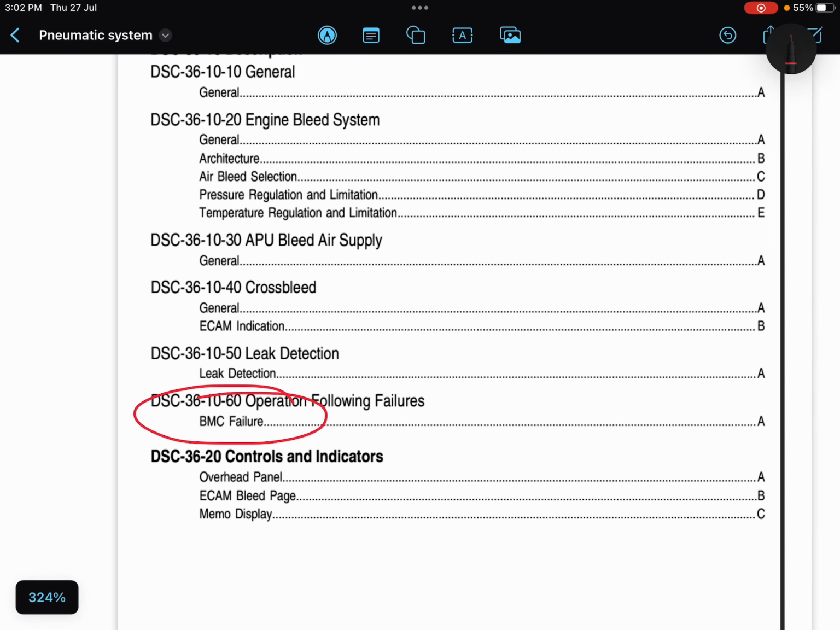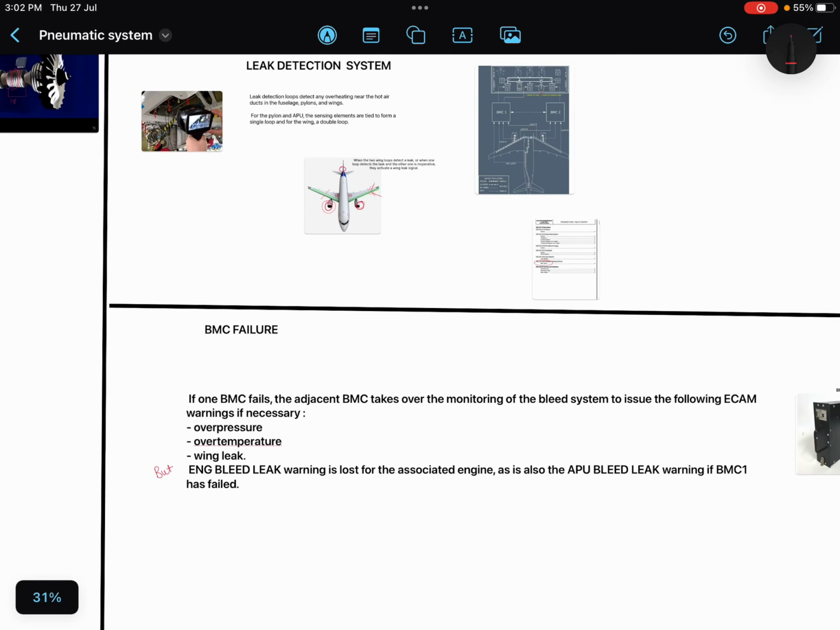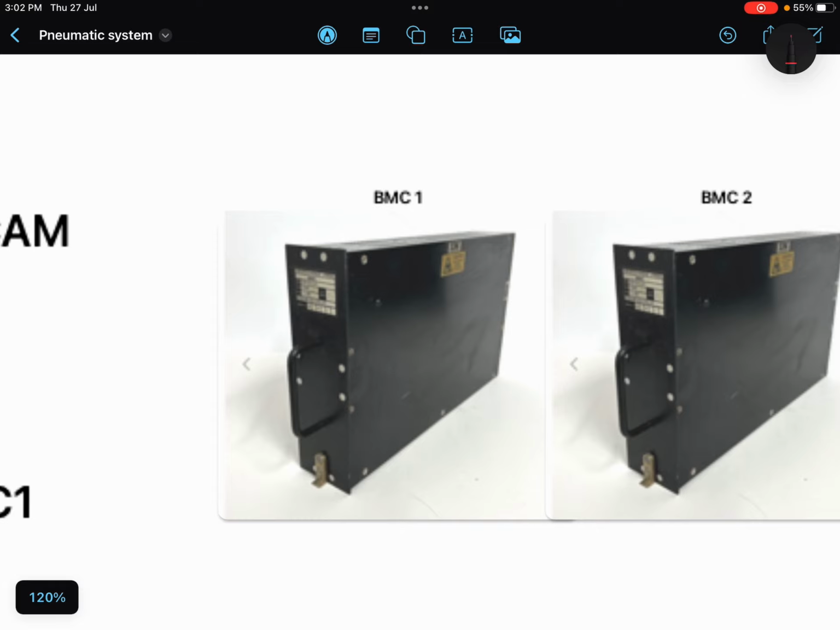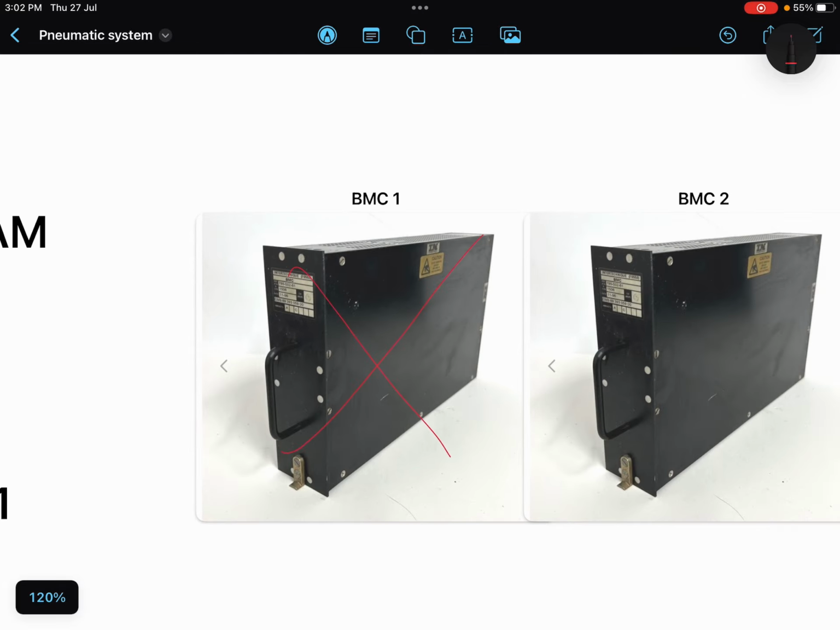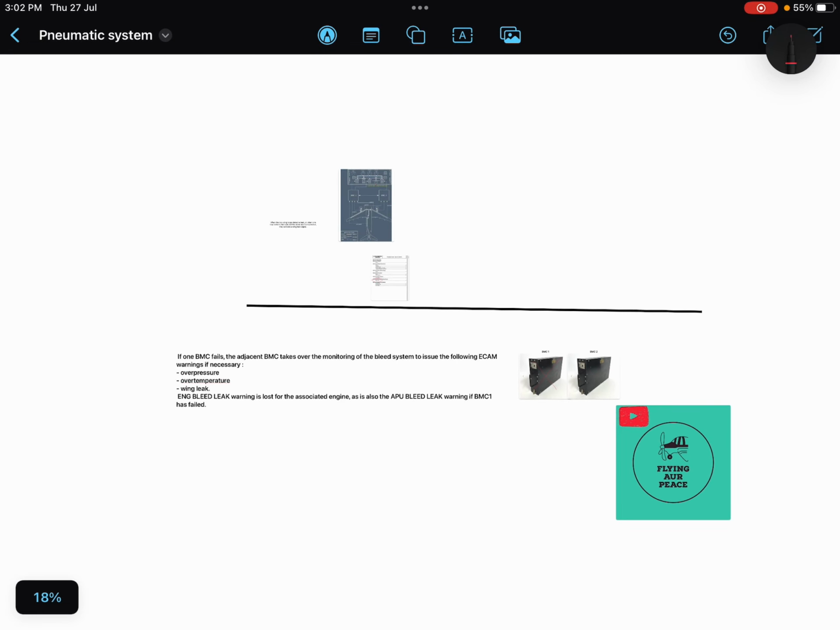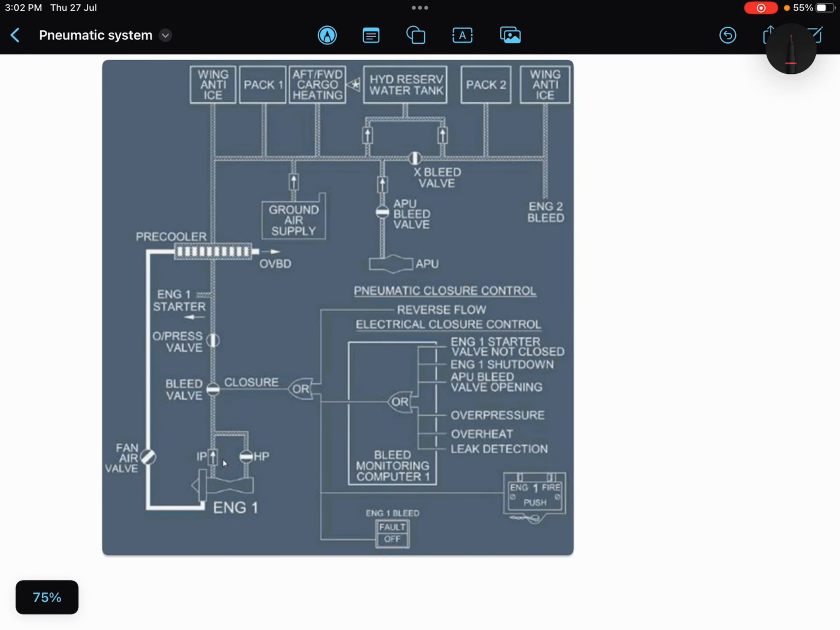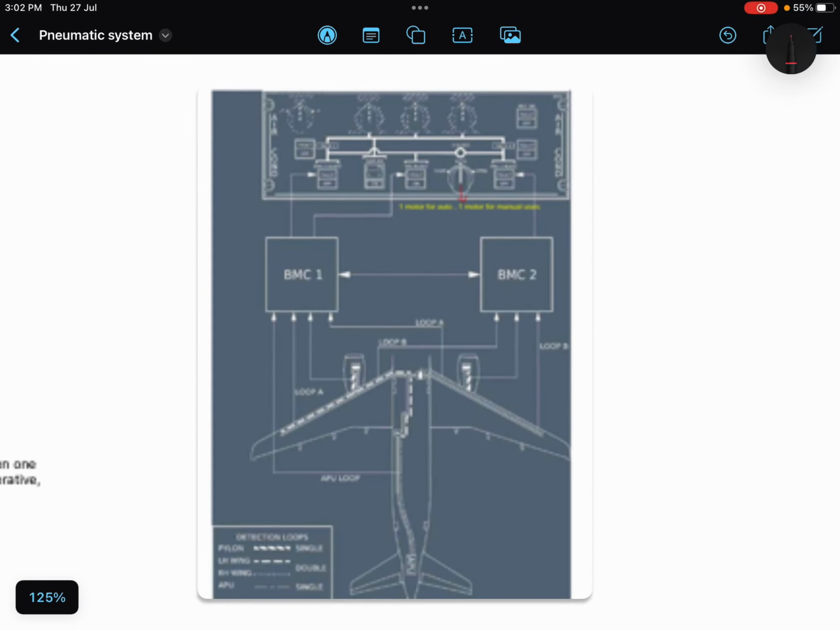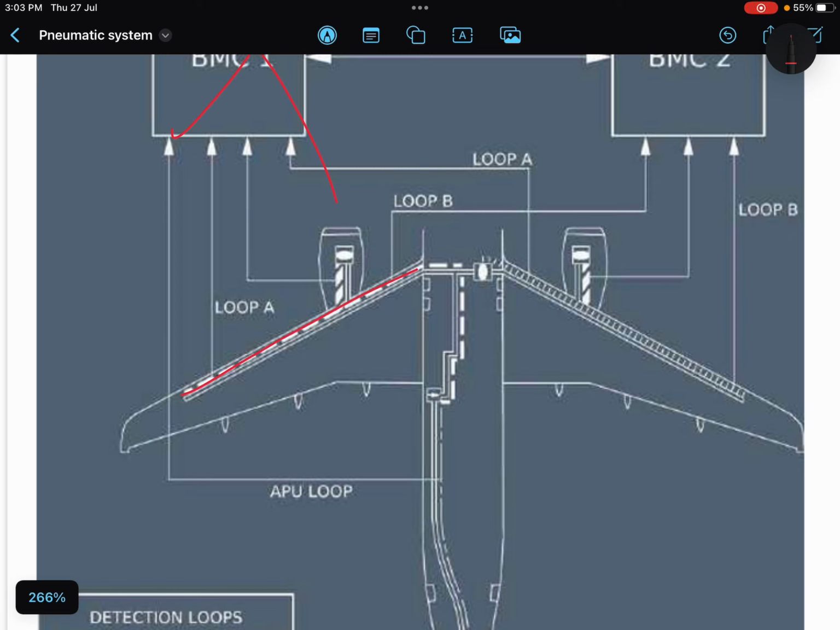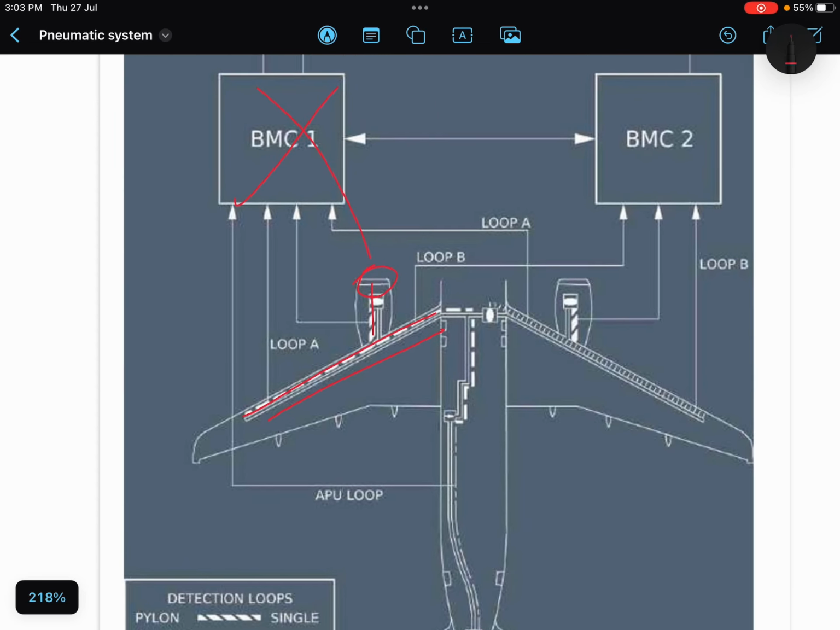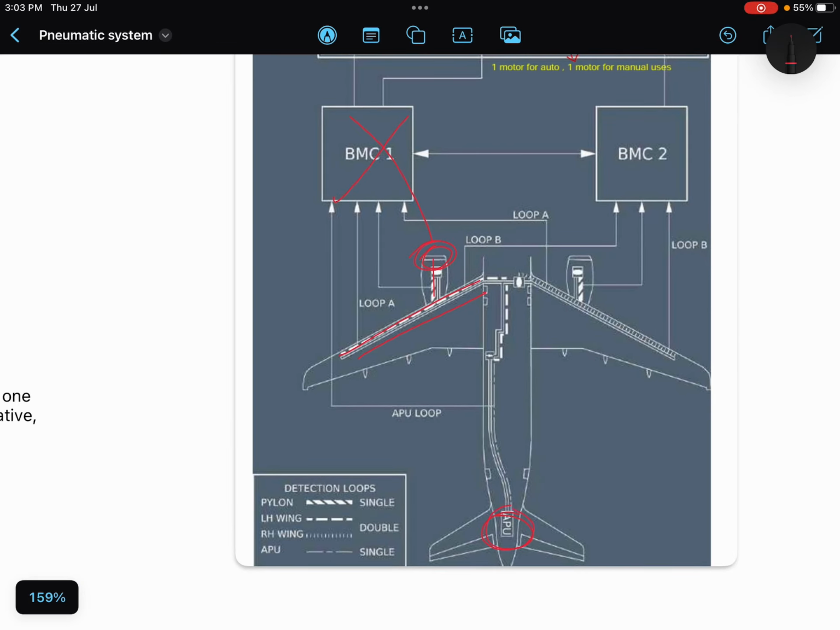Now there comes the BMC failure. Now let's take an example. If BMC 1 fails, it means the left-hand side engine, APU and wing will be affected. Correct. We are taking an example. If this BMC 1 has failed, as I told you, there are two loops for the wings. There is one loop for the engine and one loop for the APU. Now the respective side engine leak detection is lost, and if it is BMC 1, then APU leak detection is also lost, because BMC 1 is connected to the left engine, wing and APU. Correct.